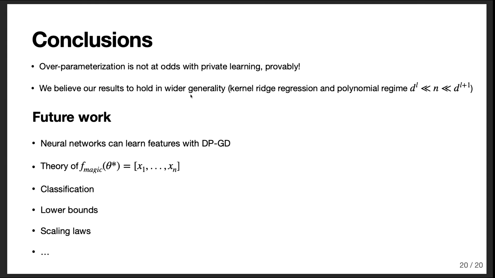A few future directions that I'm pretty excited about. What about learning features? This is something that we're not doing here. What about some theory of this magic of reconstructing images starting from the parameters? This is something where we're getting very nice visual results, and I'm very excited about it. And of course, there are many ways to extend this to, for example, classification, streaming algorithms, or maybe providing lower bounds to see the effective statistical limits of private learning, scaling laws, and many, many other things that you can think of. Whatever is done non-privately, eventually you can do privately if you're interested.